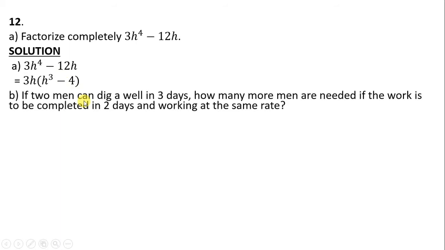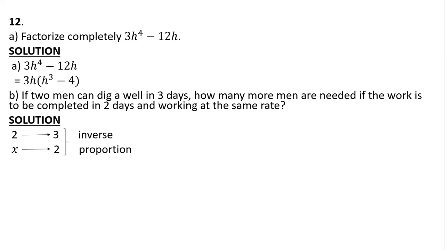We have question B. If 2 men can dig a well in 3 days, how many more men are needed if the work is to be completed in 2 days and working at the same rate? So this is an inverse proportion. An inverse proportion means when one increases, the other reduces, or when one reduces, the other increases. So we have 2 men digging in 3 days, and then we have x men in 2 days. We don't know how many men did the work in 2 days.